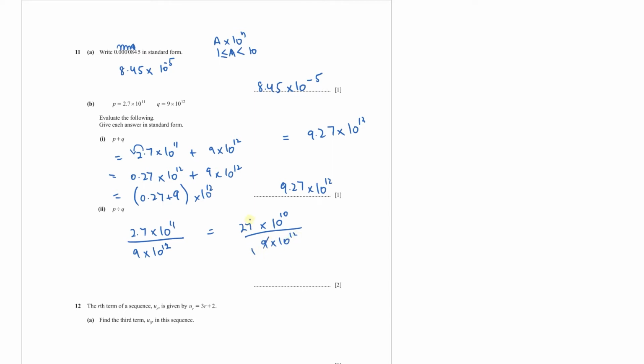So 9 ones are 9, 9 threes are 27. So this will be 3 into 10 power 10 divided by 10 power 12. I will subtract this 12 from this 10 because I'm dividing them. So this will be 10 power minus 2, because 10 minus 12 is minus 2. So this is in standard form already. So this will be 3 into 10 power minus 2.